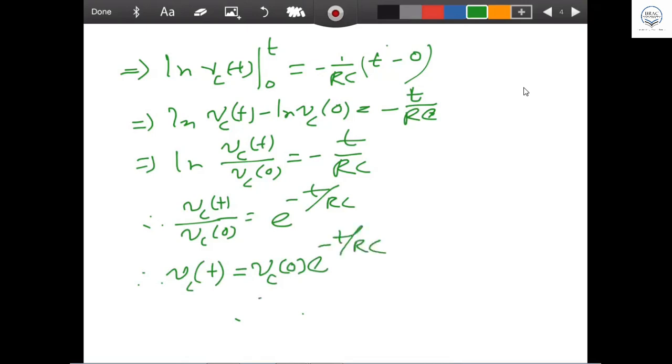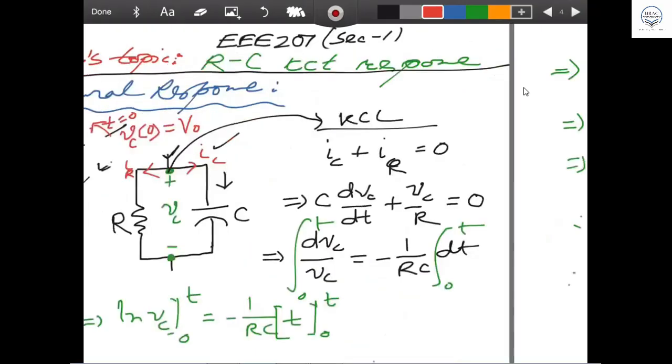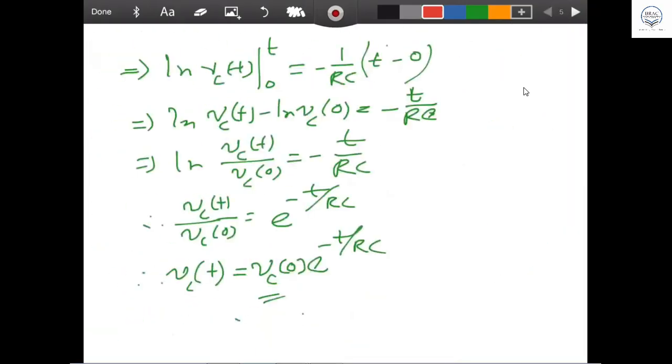Now what is VC(0)? If you come to the equation here, at time t equal to 0, when the switch is opened, the capacitor voltage at that moment is what matters. Because as time goes on, the charge is accumulating and the capacitor voltage is developing. But if somebody opens the switch at that moment, there should be some voltage across the capacitor terminal, and that will be the initial voltage. Like last time we considered I naught, we can assume this is V naught.